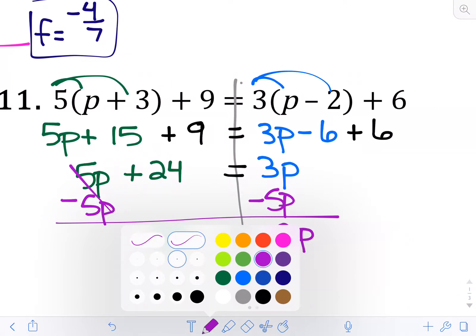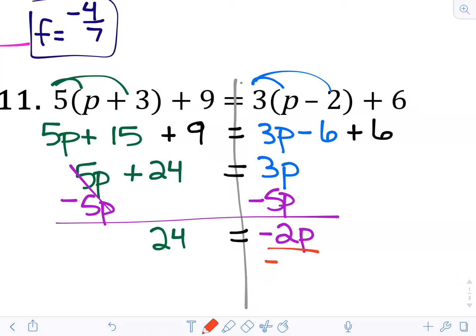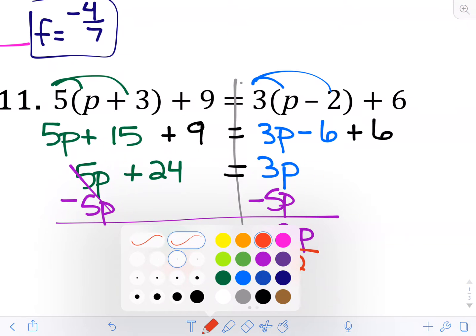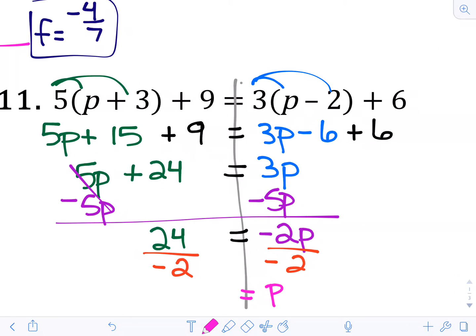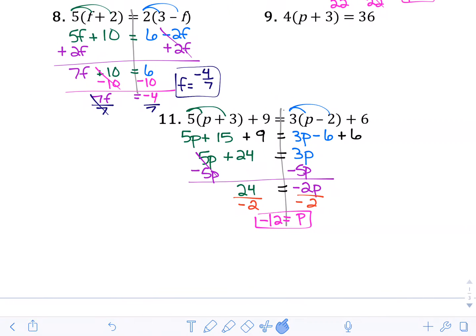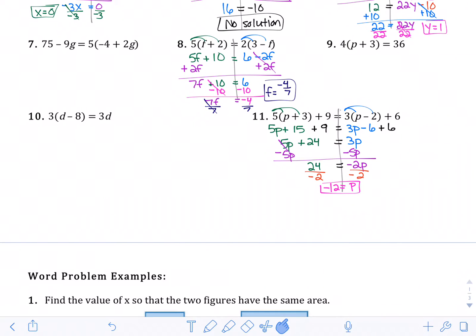Then I got to get p by itself, so I'm going to divide both sides by negative 2. Negative 2 divided by negative 2 will just give me a positive 1, so 1p is equal to 24 divided by negative 2 is negative 12. And that's how you solve these multi-step equations.